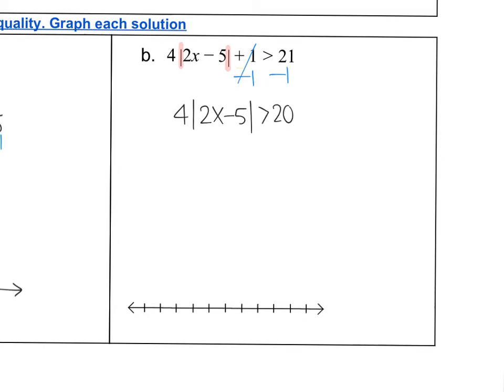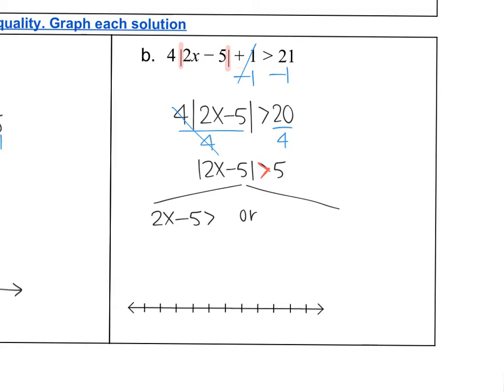Then I have to get rid of the 4. I'll do that by dividing by 4 so that it cancels. And then I have to divide the 20 by 4 as well. So now I have the absolute value of 2x minus 5 is greater than 5. Now I can split it up and make my two inequalities. It's still a greater than symbol, so it's still an or inequality. My two inequalities are 2x minus 5 is greater than 5, or 2x minus 5 is less than negative 5. Don't forget to flip the inequality and switch the sign. Flip the inequality, switch the sign. And then I can solve.